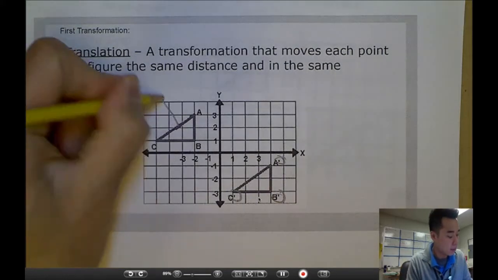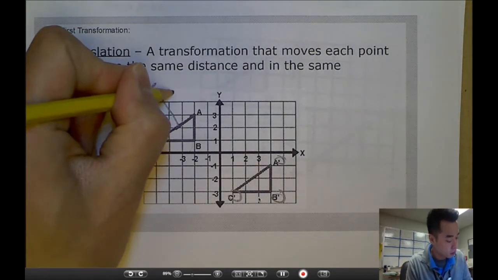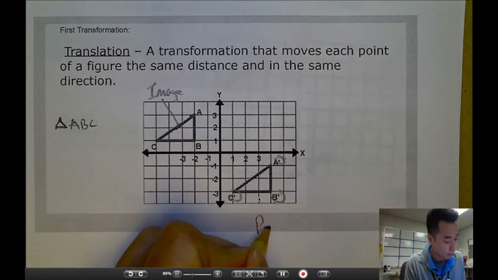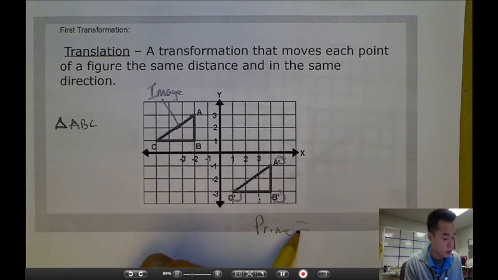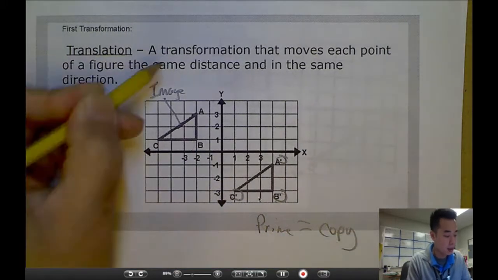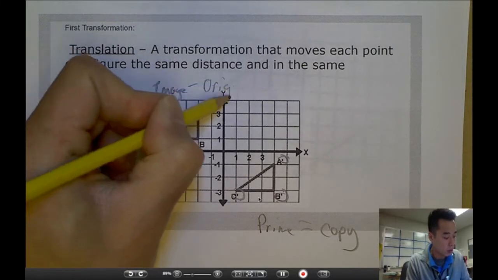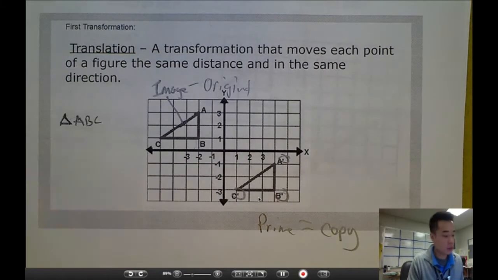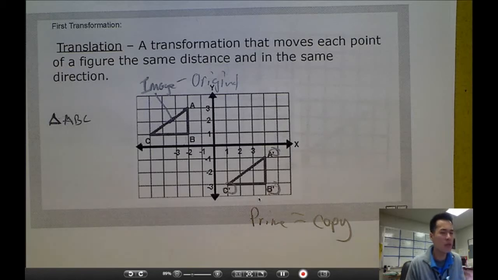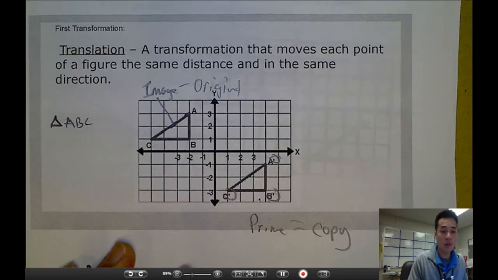This is my image, and then this is my prime. Prime just means it's the copy, and this is the original. So throughout the next couple of weeks when we're talking about transformation, I'll be using both words together. But image means original, and then prime means copy. So let's jump right into it.